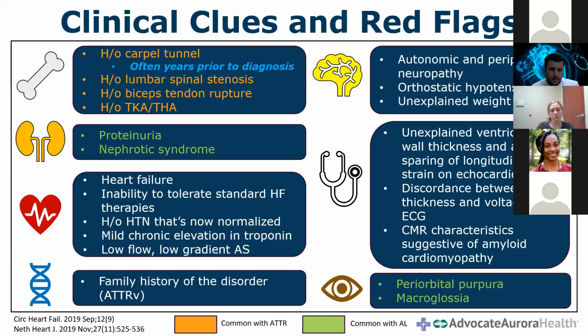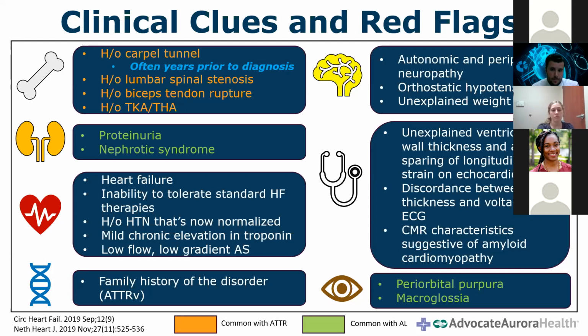Periorbital purpura and macroglossia are only present in AL and are pathognomonic. These patients tend to not tolerate standard heart failure therapies very well, like ACE inhibitors or beta blockers. As the disease progresses, you may see patients who are hypertensive and now their blood pressure is starting to normalize or even become low, requiring de-escalation of antihypertensives.